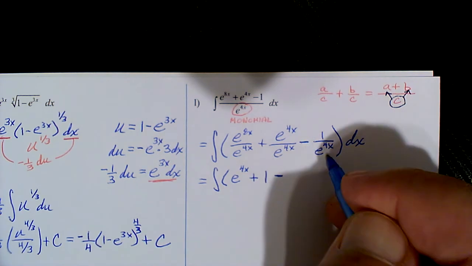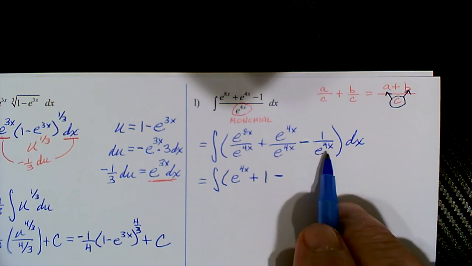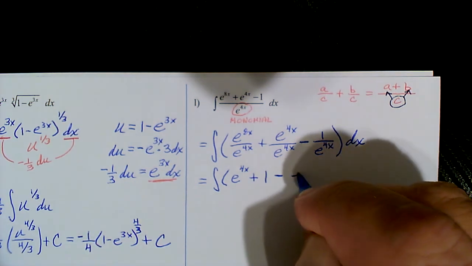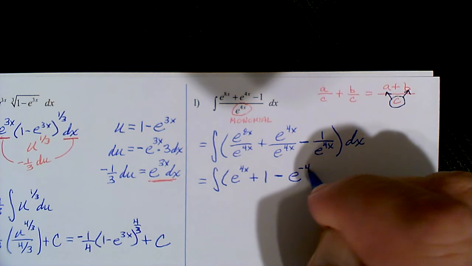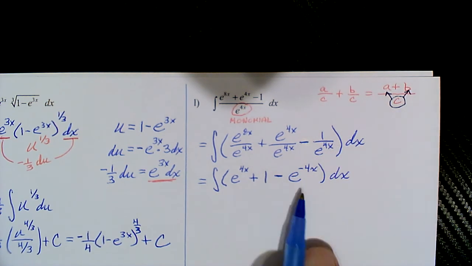And then think about this final term, and think about the integrable forms that we have. We don't have 1 over e to the u, we have e to the u. So therefore, what we're going to do is shift this e to the 4x up to the numerator and negate the exponent. So e to the negative 4x. And now that would fit the integrable form.